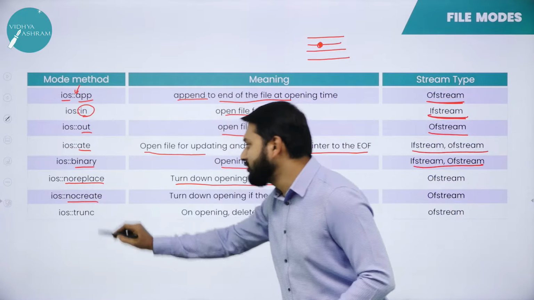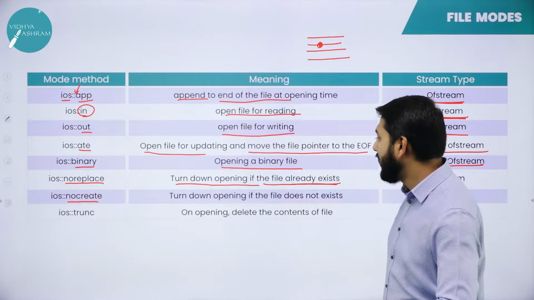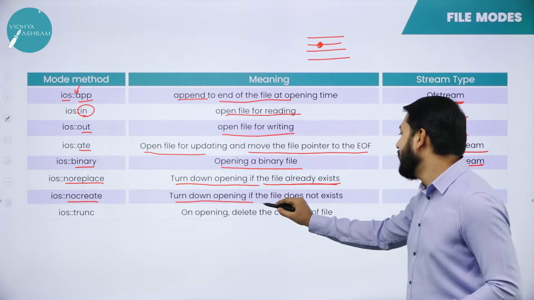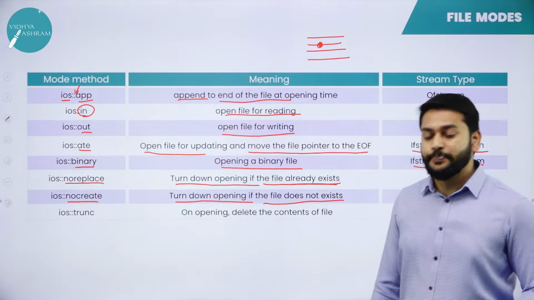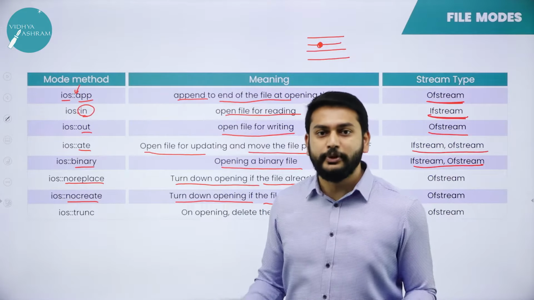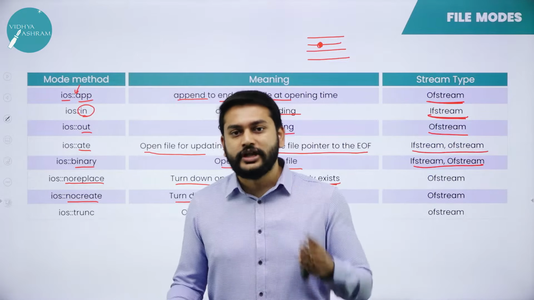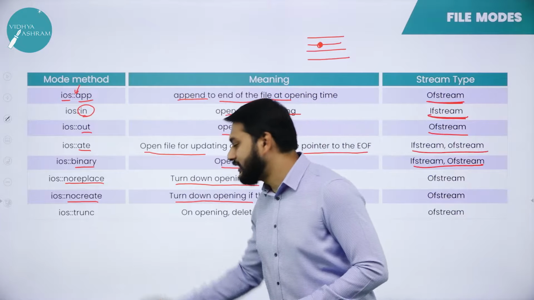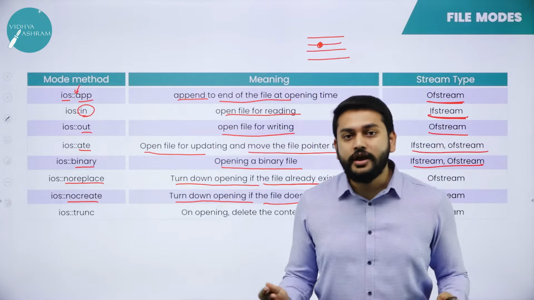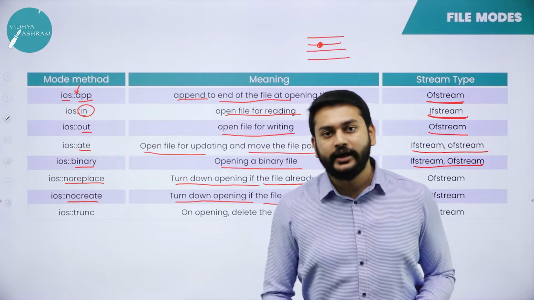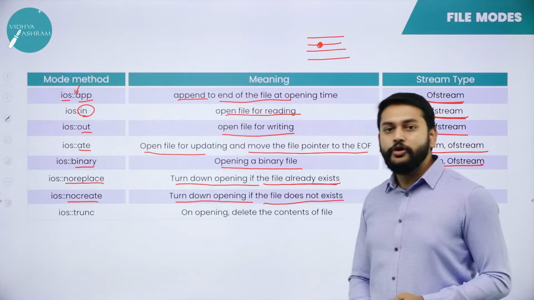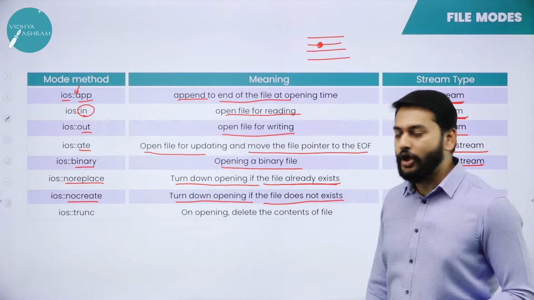So no create. What is the next one that we have? No create. Guys, turn down opening if the file does not exist. If the file is not there, please don't try to open it. So that is what this method says. If the file does not exist, please don't try to open it. That is what the no create method is telling all of us.